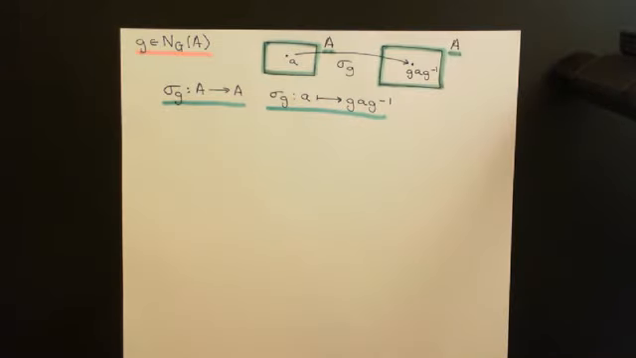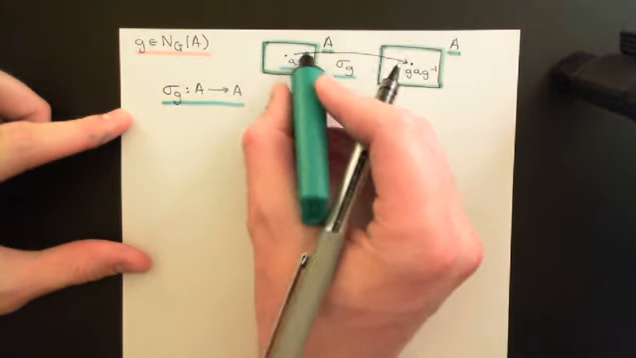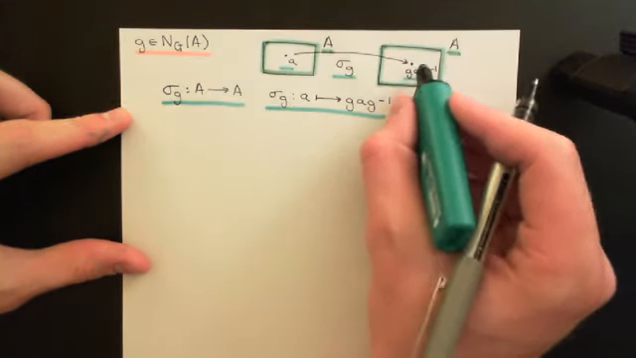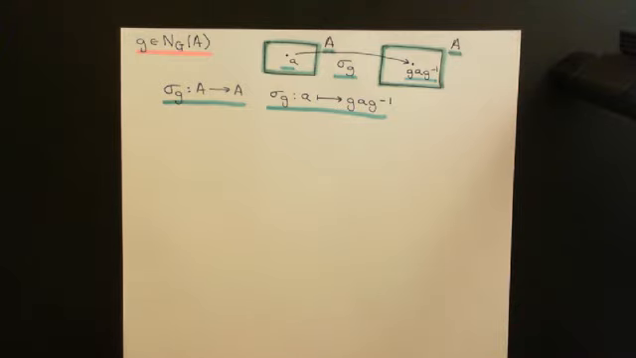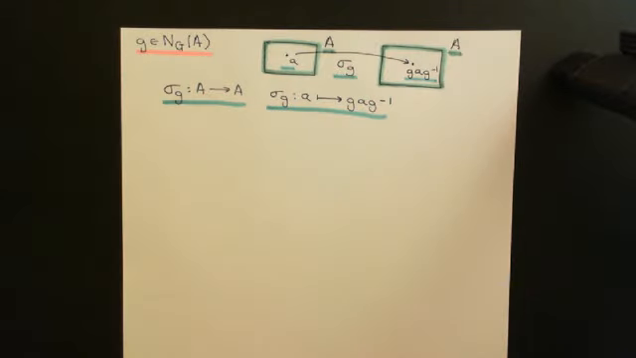Okay, right. So what I want to show you is that this is more than just a mapping from the set capital A to the set capital A. It's actually a bijective mapping. It's a set permutation of the set capital A, and this is true no matter what little g you pick from the normalizer of A in G.